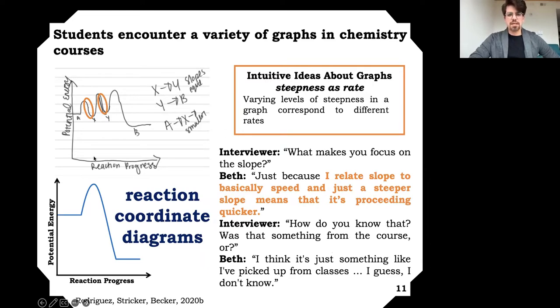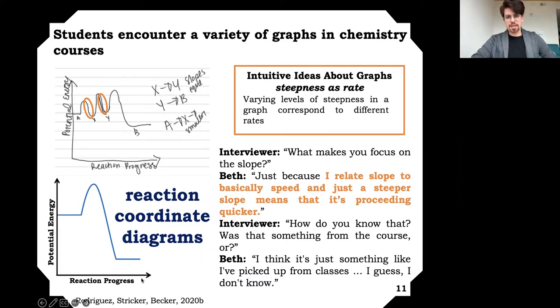But similar to what we saw with the distribution graph and with the concentration versus time graph, we have students that are using this idea, that steepness provides information about rate, and applying it across these different representation types.